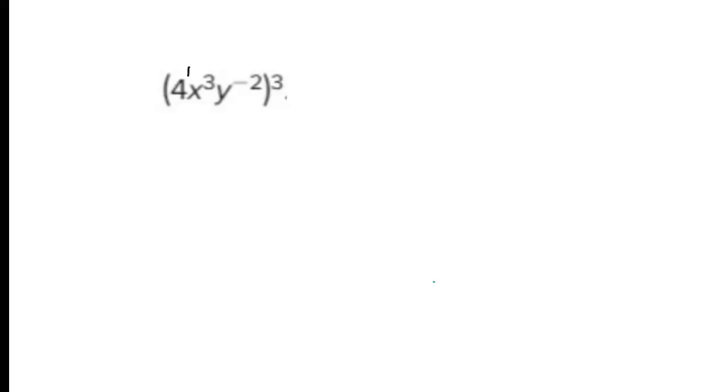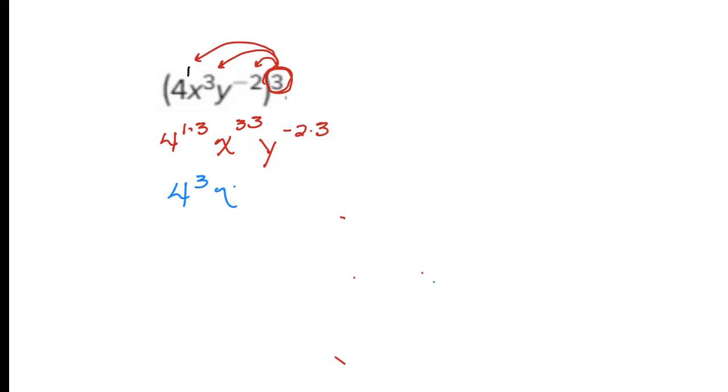X to the third, y to the negative second. Everything is then taken to the power of 3. So multiply your outside exponent times all the inside exponents. That is 4 to the 1 times 3, x to the 3 times 3, and y to the negative 2 times 3. So when I simplify, I get 4 to the third, x to the 9th, and y to the negative 6.